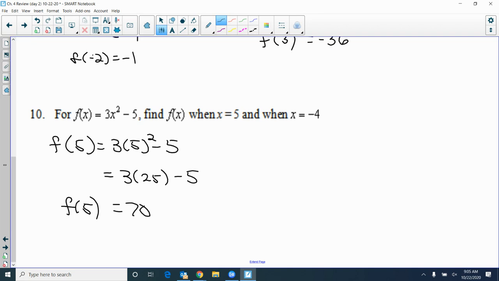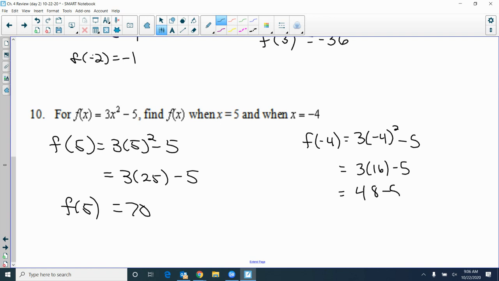All right, how about f of negative 4? This tends to be the most missed one. What do you got, Jaylee? 43, I believe that is right. Negative 4 squared is 16. 3 times 16 is 48, minus 5 does give me 43. All right, good for that one.